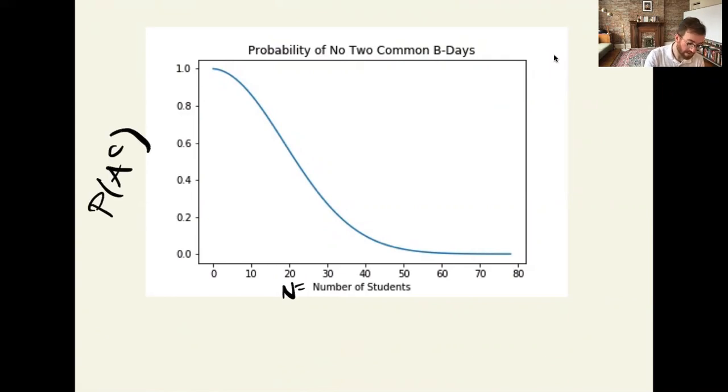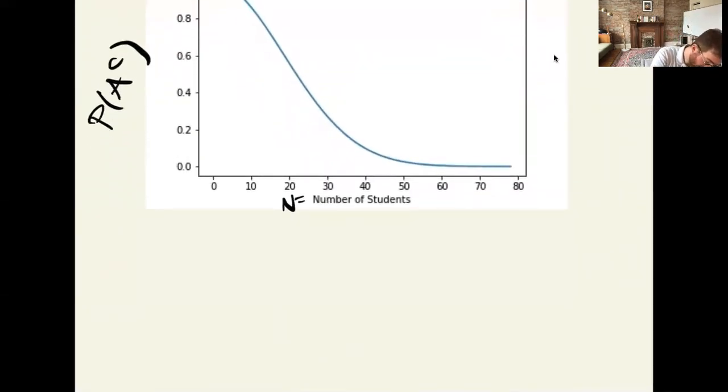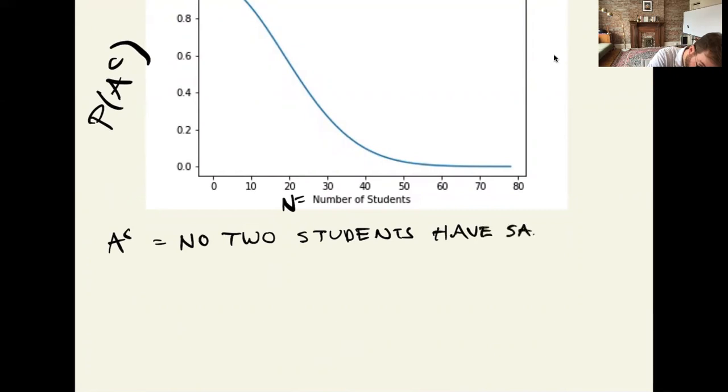So how do we figure out what this curve is? How did I produce this curve? Well, remember what a complement is. This is the event where no two students have the same birthday. So how do we do that?